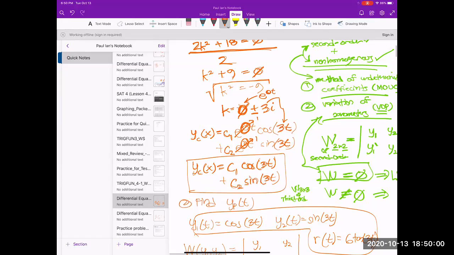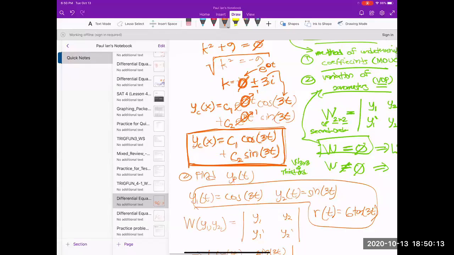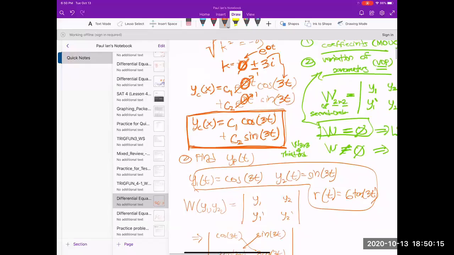I feel this VOP is the one that you probably won't like. But every time you have to do an integral, it's always the one that takes a while. Like the integrating factor, it kind of reminds me of that. Okay, so you got that part? So y_c(x) is C1 cosine 3t plus C2 sine 3t.